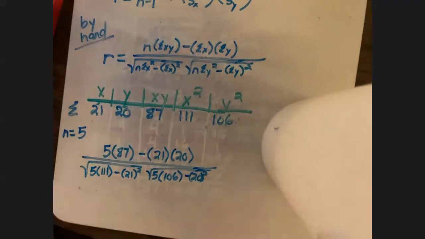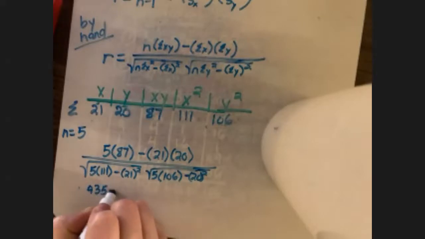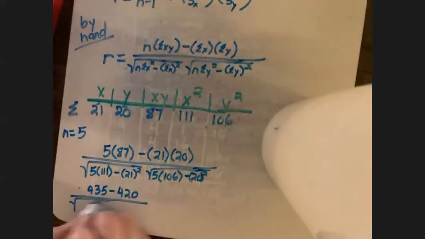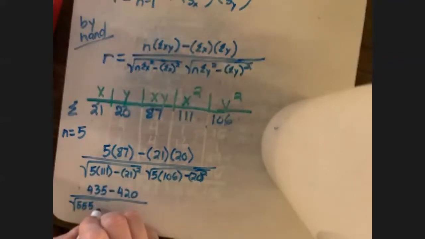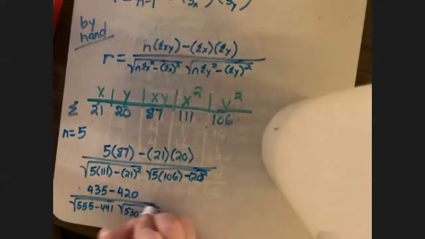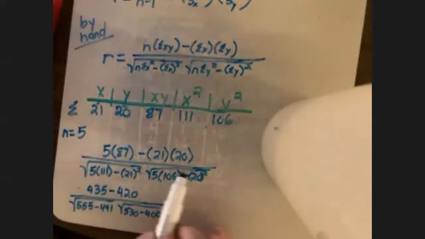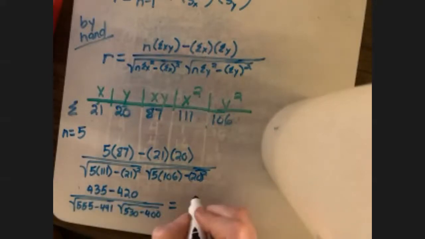Okay, so now, running numbers, this is going to be 435 minus 420, over 555 minus 441, and this is going to be 530 minus 400. So all I did was my multiplications: multiply, multiply, multiply, square. That's all I did here. Now I'm going to do each of those subtractions.